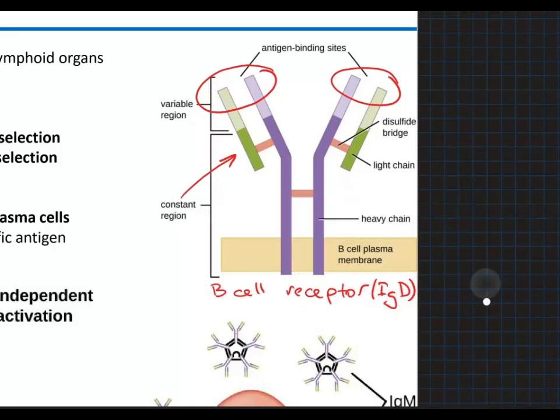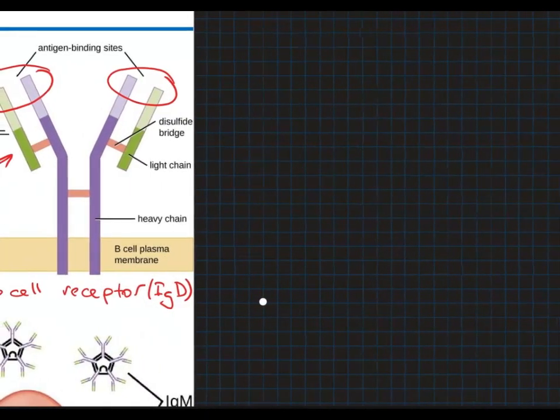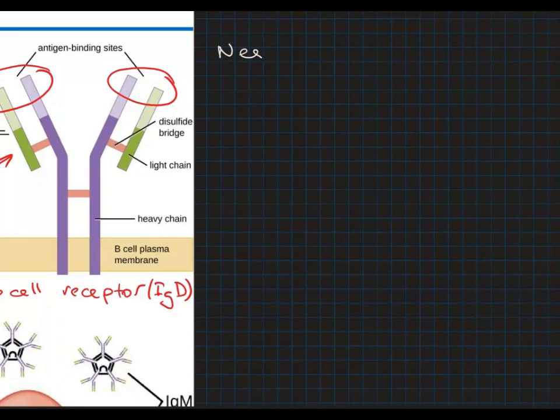During B cell maturation, B cells are tested for a very important feature called self-reactivity. And we call this negative selection.